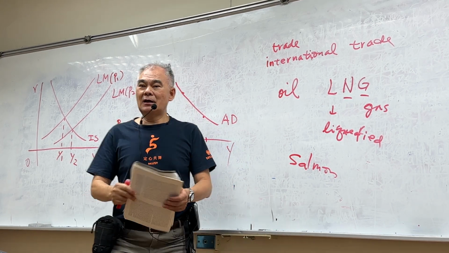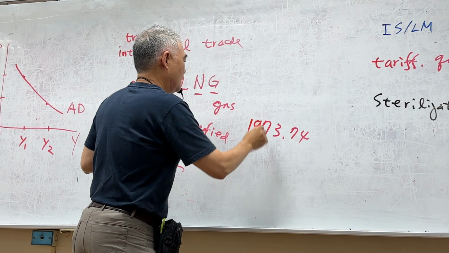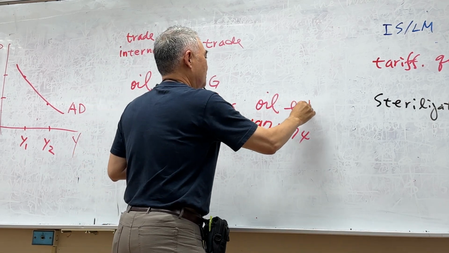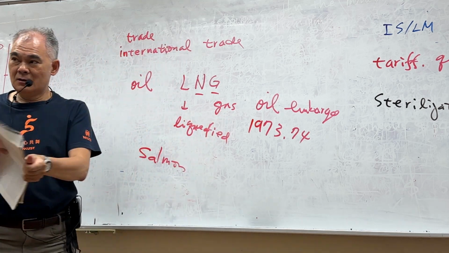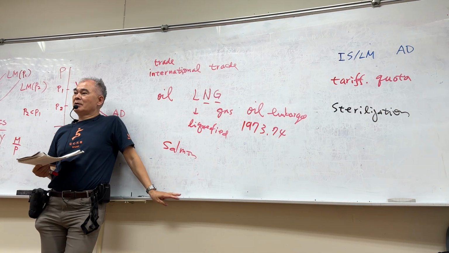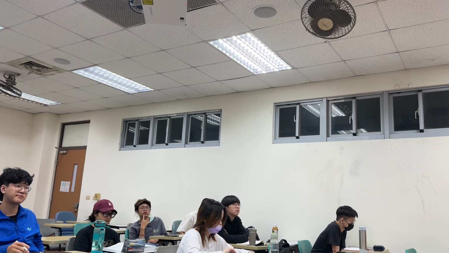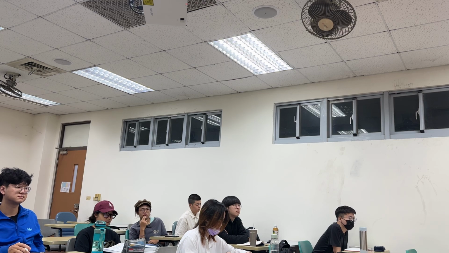So what happened in the 1970s? In 1973, 74, there was an oil embargo, right? Oil embargo. What is that? Liu Jiajie, what is oil embargo? It happened in 1973, 1974. Louder. There's a war, right? There's a war between the Arab world and Israel. Okay? Who is winning? Israel is winning. Why? It has the support of America, the United States.